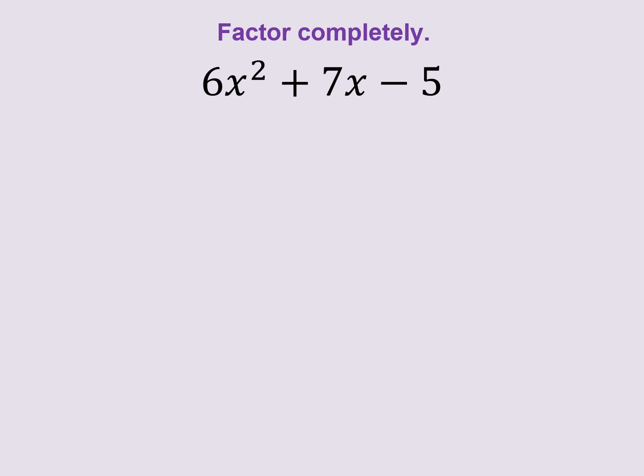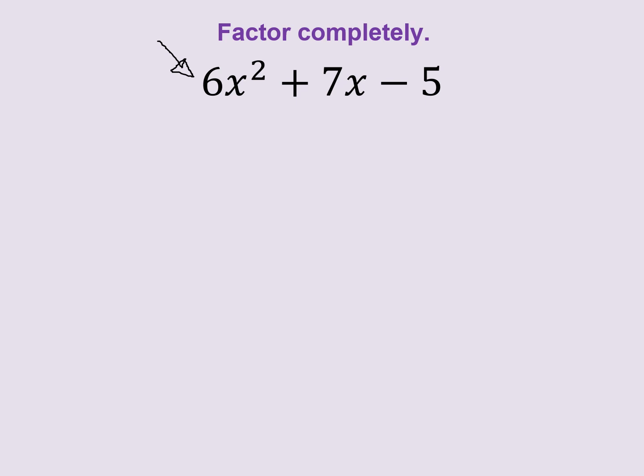Next one. Anything in common? That's the first question we always ask. Nope, nothing in common. How many terms? 3. Oh, is it a trinomial? Well, let's look and see if it's our trinomial structure. X squared, x, constant. It is. Fantastic. All right, take a look at the first term at the coefficient.